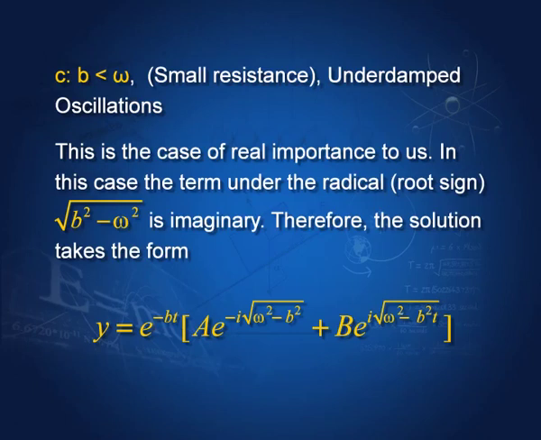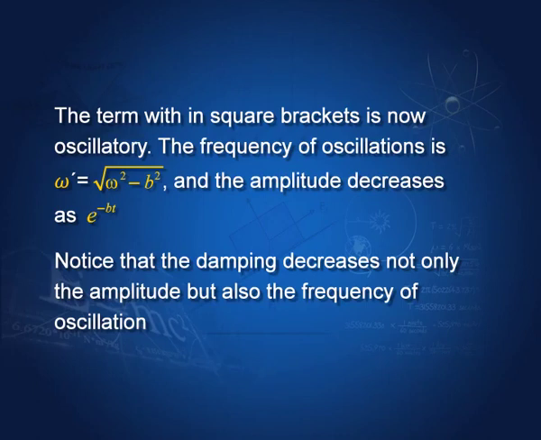You see, now we have e to the power i theta, e to the power minus i theta, etcetera, terms. These are oscillatory terms, cos terms and sine terms, and therefore there are oscillations in this case. But the amplitude decreases as e to the power minus bt as time increases. This term decreases, so the amplitude decreases. While the oscillations take place, the amplitude goes on decreasing.